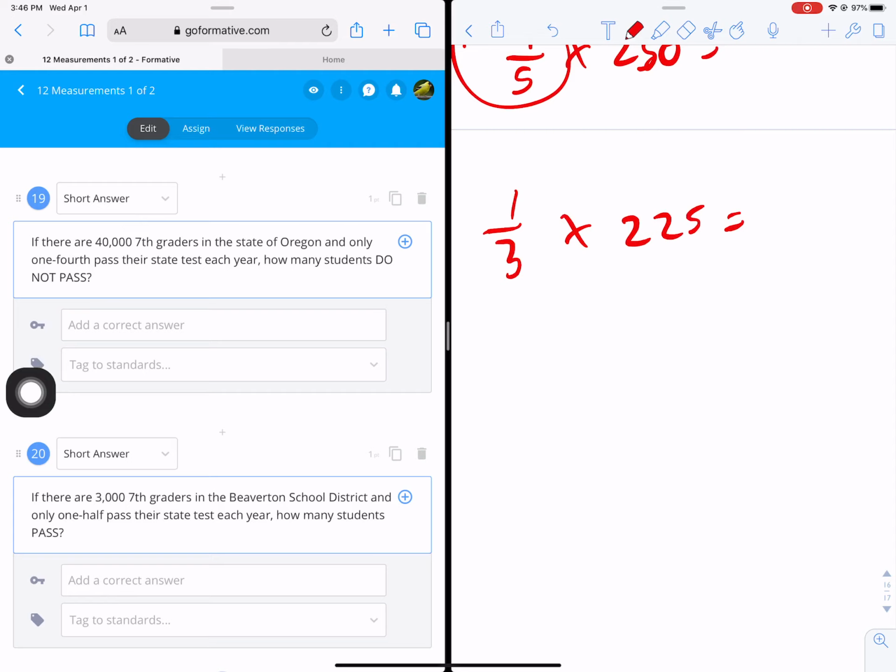The rest are just like that. There's 40,000 7th graders in the state, and only 1/4 pass their state test each year. Sadly, that's an accurate number. So you can figure out those information pieces there.